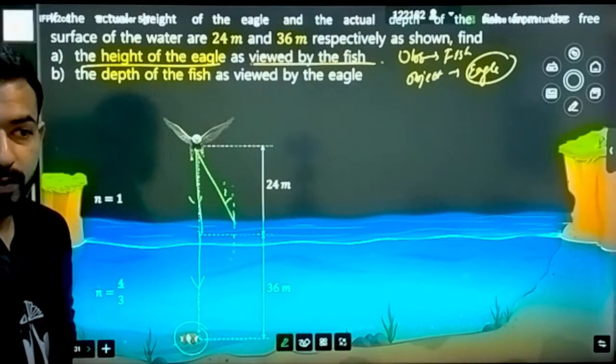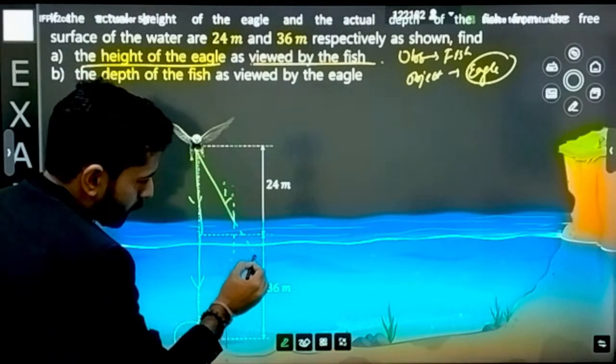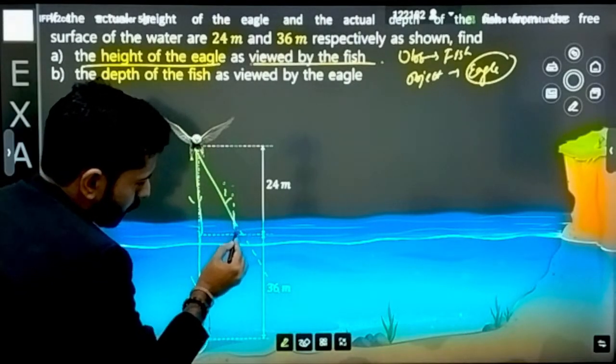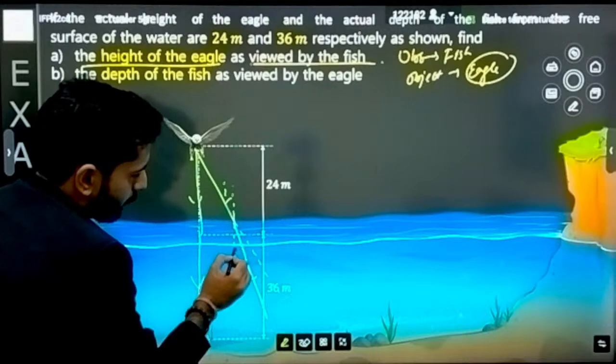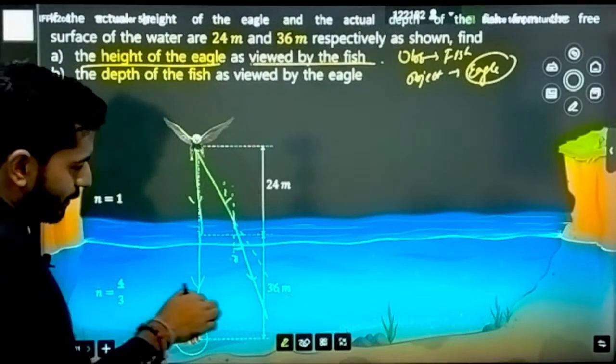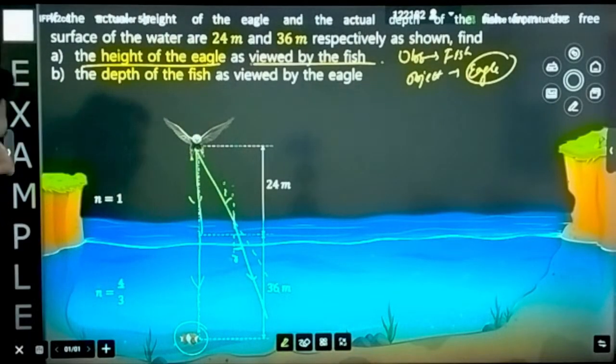Bending will be towards the normal. So this was the original ray, but it will bend towards the normal, and this angle will be calculated as the angle of refraction. Correct? Now, are these two rays ever going to converge? No, they are never going to converge on this side.